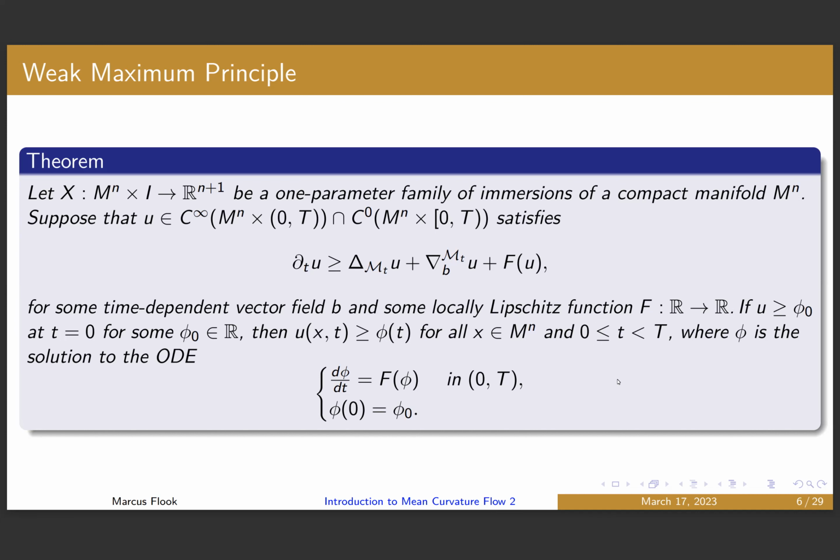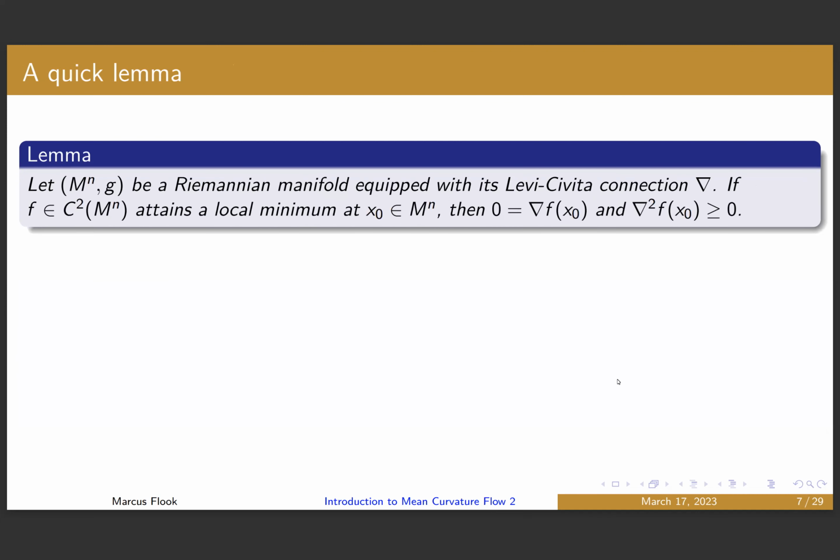A quick little technical lemma just to make sure that we can carry across a lot of the results that we'd be familiar with. Suppose we have a Riemannian manifold that's equipped with its Levi-Civita connection, and we have some twice differentiable function f. If it attains a local minimum at this point on the manifold, then the gradient will be equal to 0 evaluated there, and then we obviously have this Nabla squared term is going to be greater than or equal to 0.